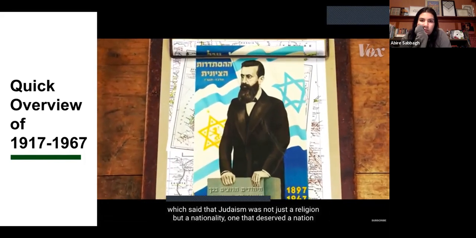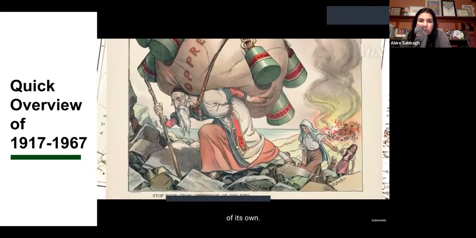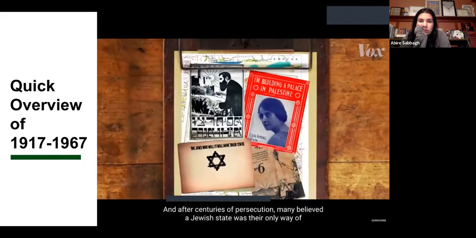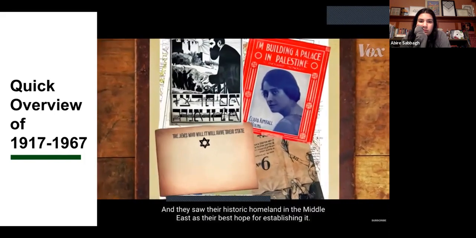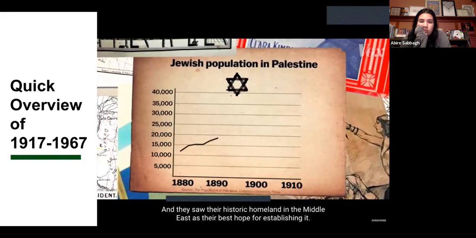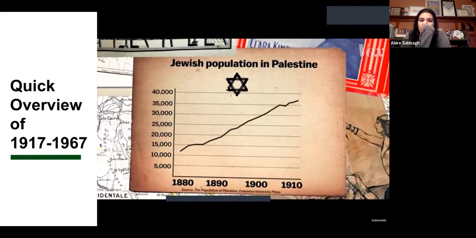And after centuries of persecution, many believed a Jewish state was their only way of safety and saw their historic homeland in the Middle East as their best hope for establishing it. In the first decades of the 20th century, tens of thousands of European Jews moved there.